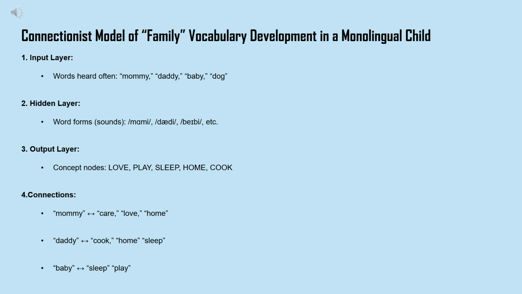Then we have the output layer. Here's where we're going to see concept nodes. It's going to be your ideas like love, play, sleep, home, cook. When Emma hears or says mommy, her brain activates those connected meanings. It'll connect to love, care, home. Daddy would connect to cook, home, sleep. Baby would then connect to sleep or play. So language learning isn't just about memorizing words, it's about strengthening the connections between them.